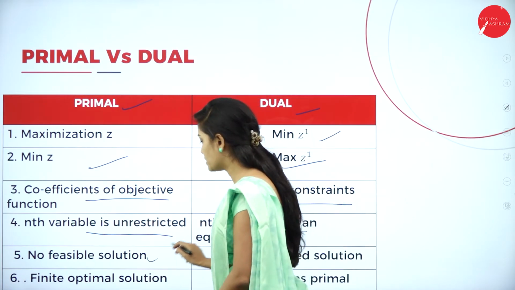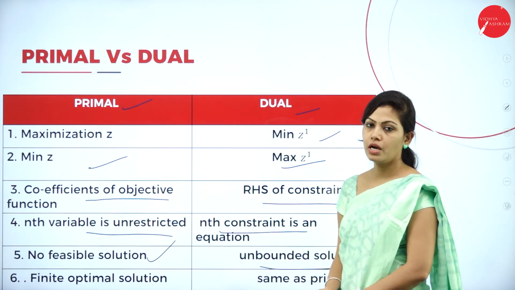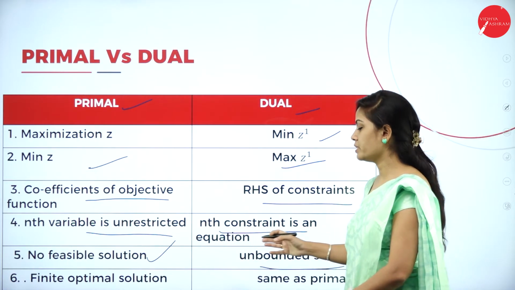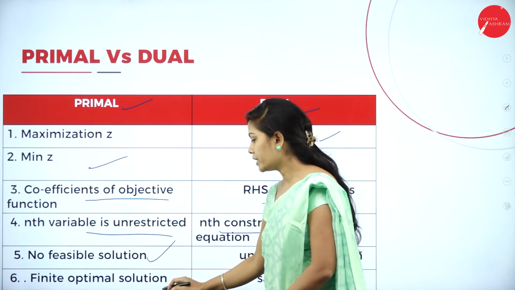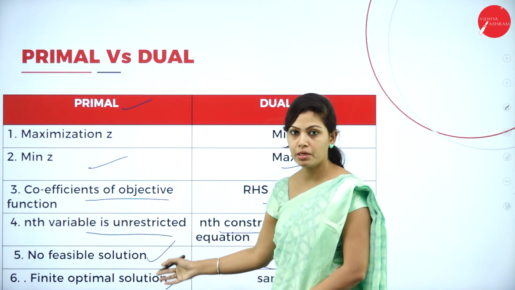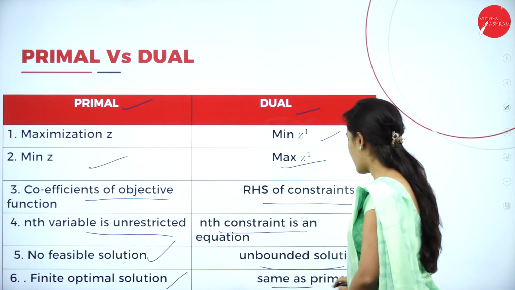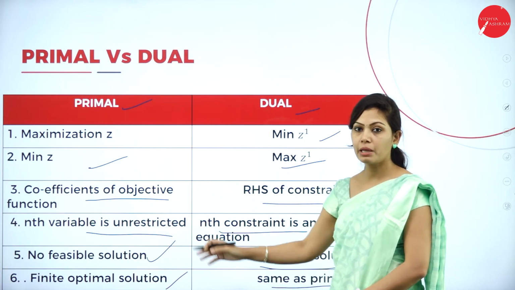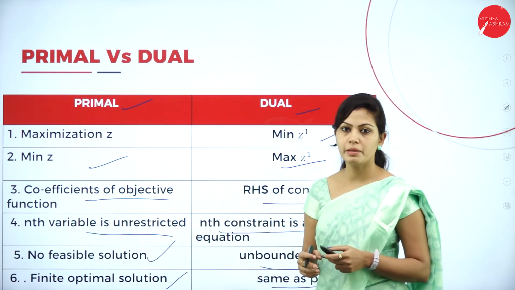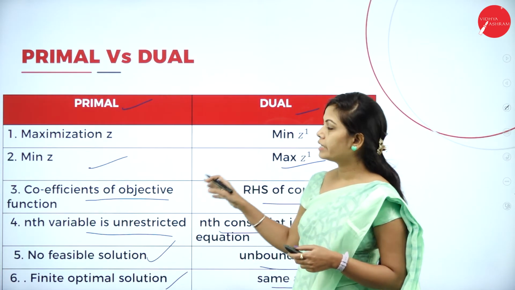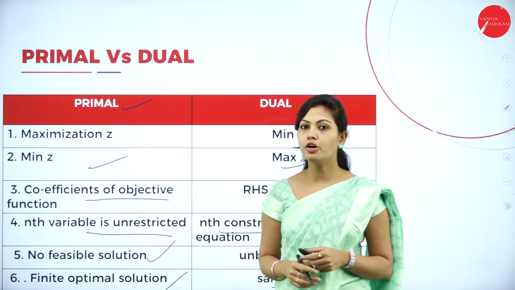And no feasible solution means unbounded solution. If the primal has no feasible solution, the dual form has an unbounded solution. And for a finite optimal solution, if your primal problem has a finite optimal solution, the dual is the same as primal. If primal has an optimal solution, then dual also has an optimal solution. These are the differences between primal and dual. You can expect this question for 4 marks.